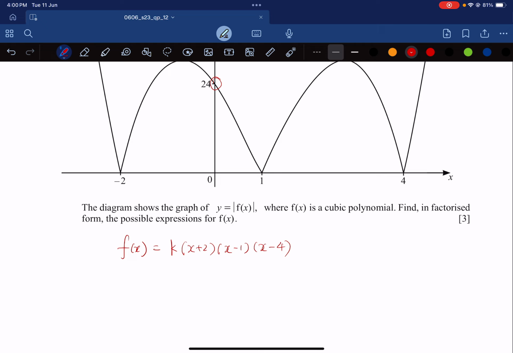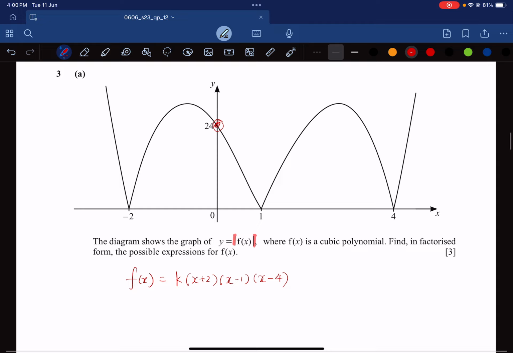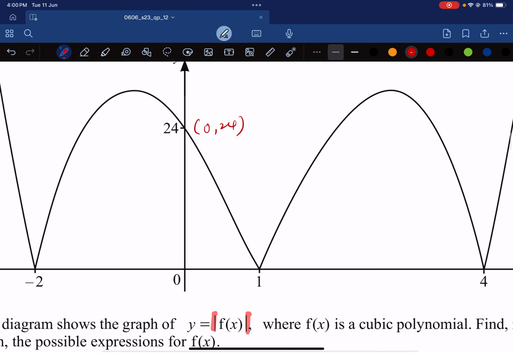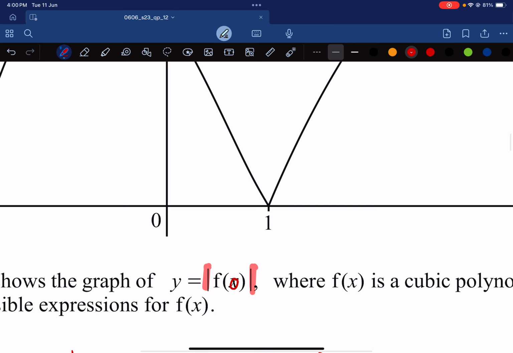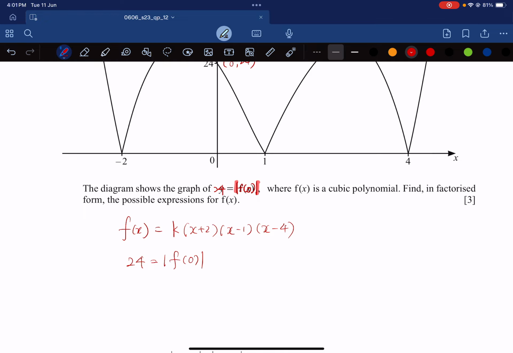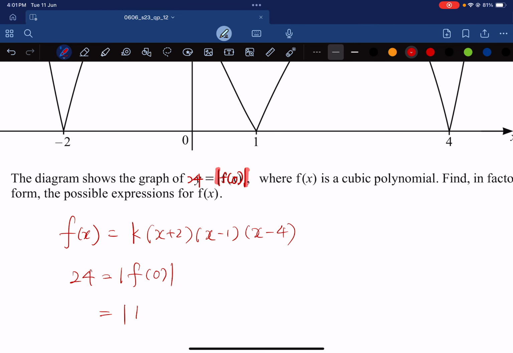This is f(x). Now the entire graph is above the x-axis, because the graph has had the modulus applied. So this point is (0, 24). This point means that when x is 0, modulus f(0), we should get 24. So 24 should equal modulus f(0). Substitute 0 inside: 0 plus 2 is 2, 0 minus 1 is -1, 0 minus 4 is -4.